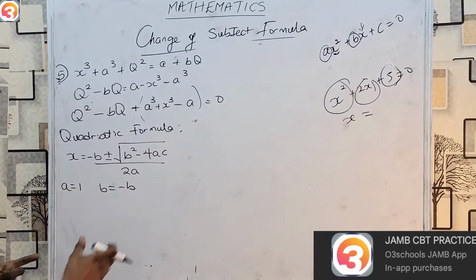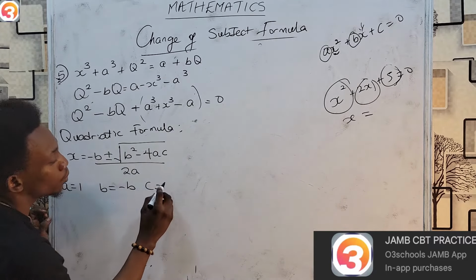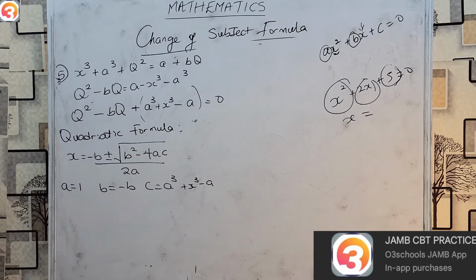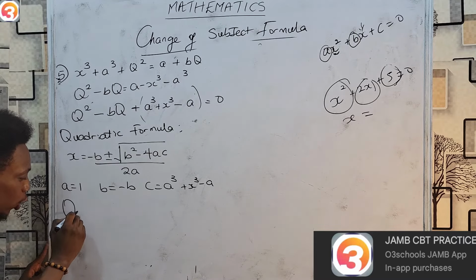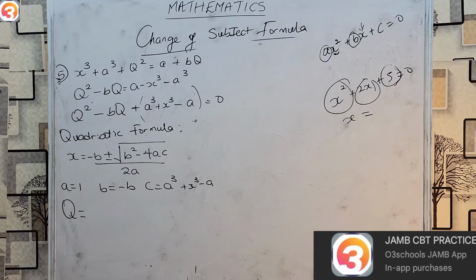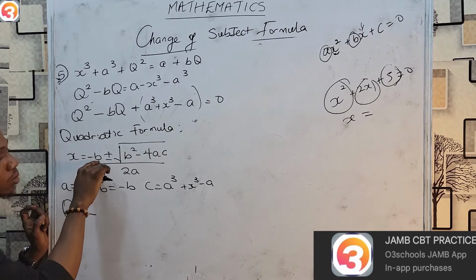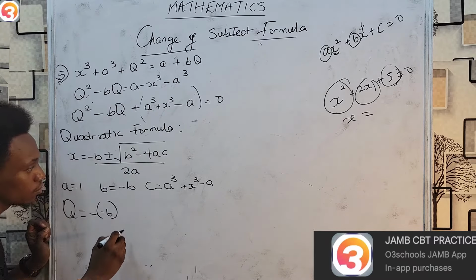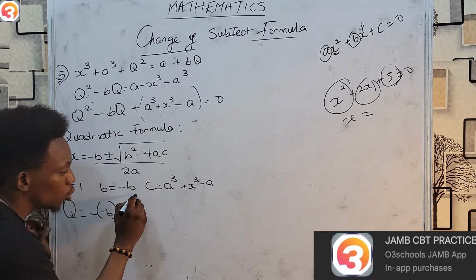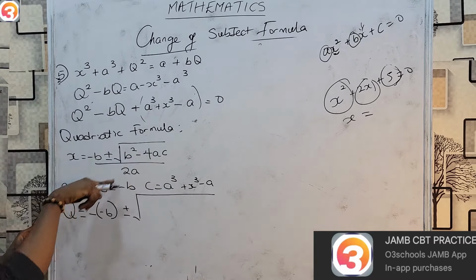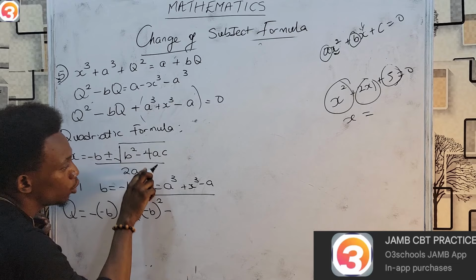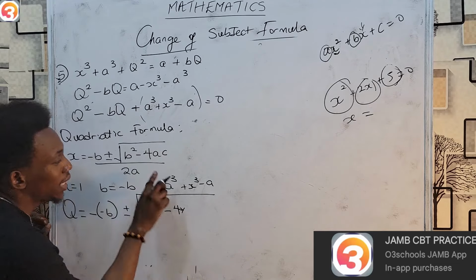So c is the constant, which in this case is this entire sequence of letters, a cube plus s cube minus e. That means once I know this, I can put them into my formula by saying q, which is now what my formula should be showing, will be equal to minus b. But b equals minus b. So minus minus b plus or minus the square root of, again, b squared, or b equals minus b. So minus b squared minus 4 times a.